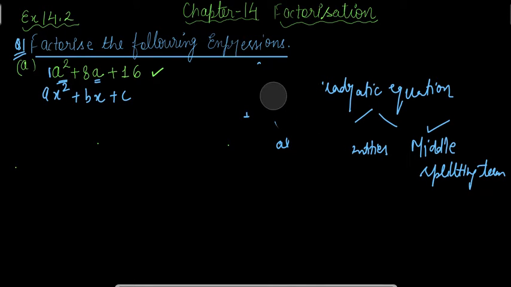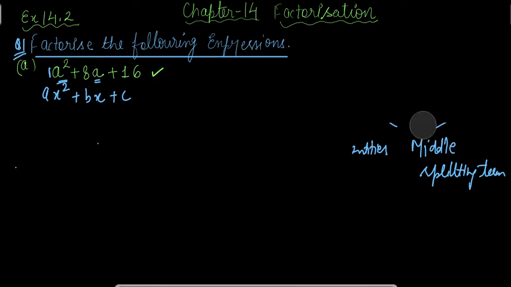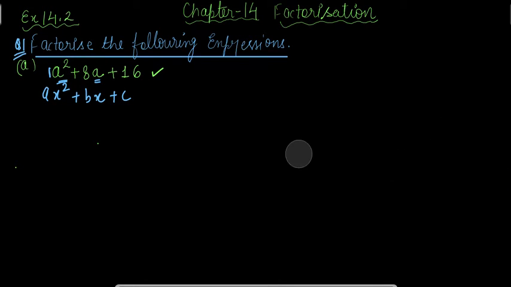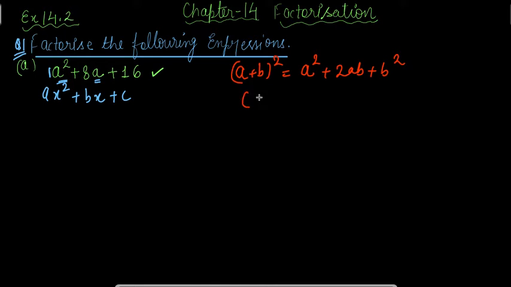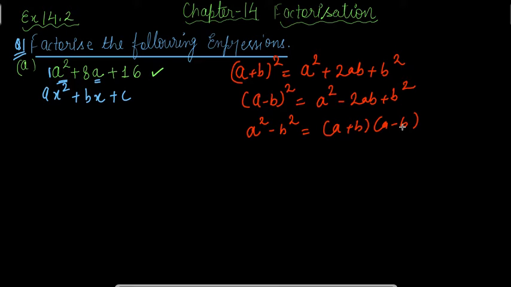See here. The given question is a quadratic equation in the form of ax square plus bx plus c, right? To solve the question, we have a plus b whole square equals a square plus 2ab plus b square. Similarly, we have another algebraic identity, a minus b whole square equals a square minus 2ab plus b square. And then the third algebraic identity, a square minus b square equals a plus b times a minus b. Now, in my question, it is given as a square plus 8a plus 16.